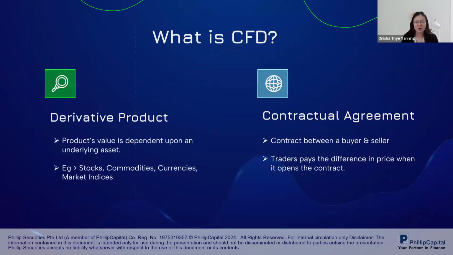Okay, so the first thing, contract for difference. Contract for difference is actually a derivative product, similar to options and futures. So the value of a CFD is dependent upon an underlying asset, be it stocks, commodities, currency, and market indices. CFD is actually just a virtual contract between you and the broker, so it's a contract between a buyer and a seller. The broker is just the person in the middle that facilitates these trades for those who want to buy and sell virtually. Okay, so traders pay the difference in price between when they open and close the contract.